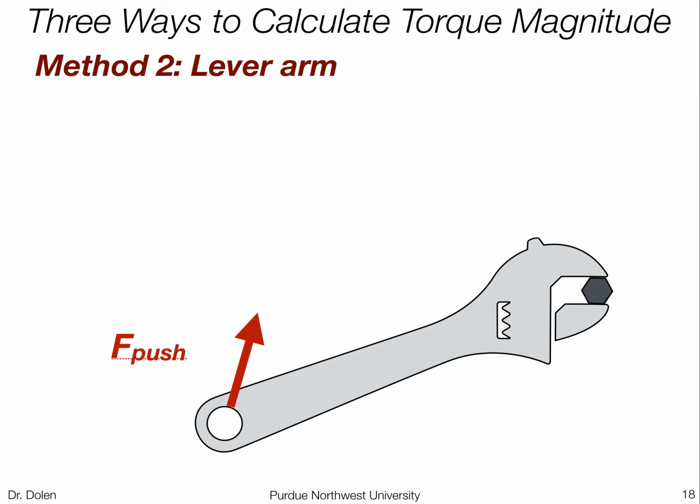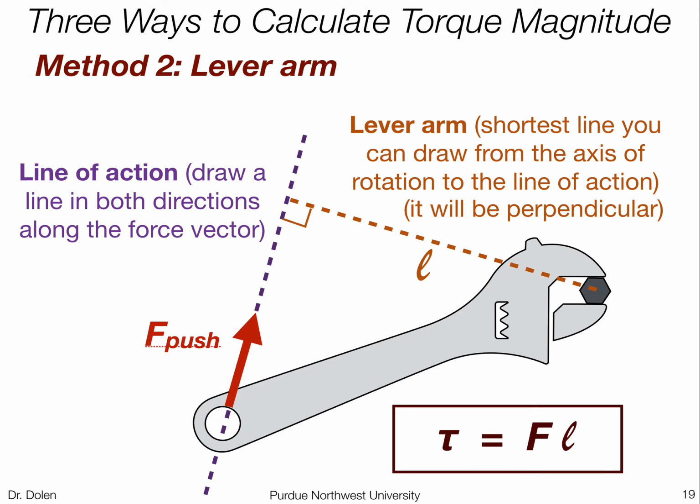The second method is called the lever arm method. It's a little bit different, but you get the same result. So let's use a similar example. We're applying a force at this location on this wrench. To use the lever arm method, we first draw what's called the line of action. We just draw a line in both directions, parallel to the force direction, in this direction and in this direction. That's what we call the line of action.